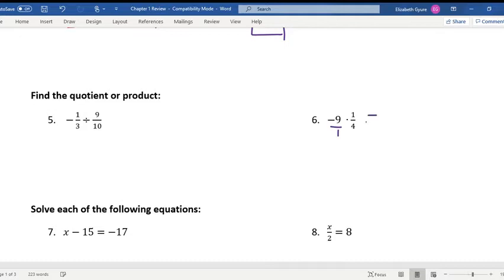So, can I reduce anything here? No. So, multiply the top, what's -9 times 1? -9 over, what'd you say, Asia? Over 4, because 1 times 4 is 4. Can that be reduced? Nope. Leave it.